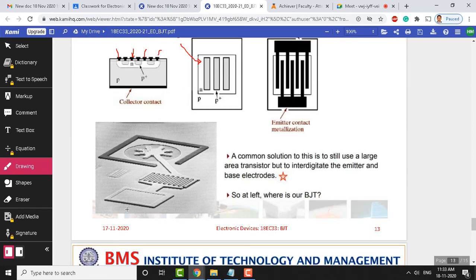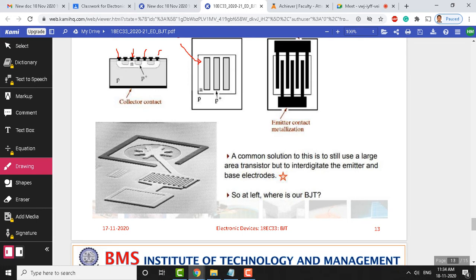Here you see a transistor structure developed by a company called Motorola. Identifying the transistor in this is a big challenge. This is the collector, this is an emitter, and this is the base. In this way you can identify the transistor. It is made with a larger area, because a lot of collector current can flow in this type of transistor. Here we need to identify the bipolar junction transistor in this structure.